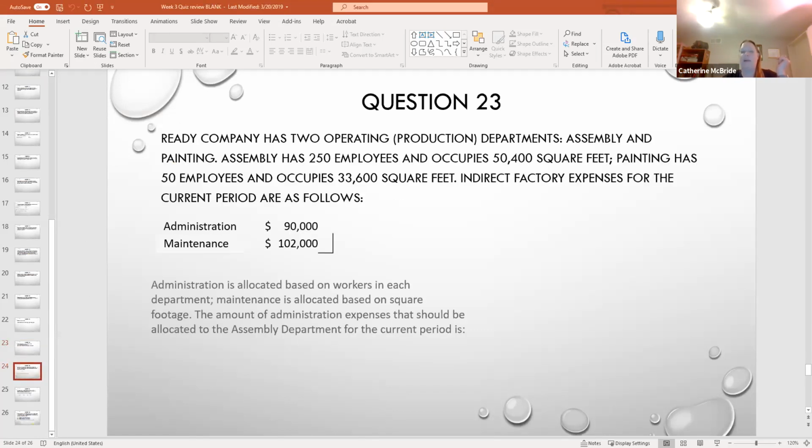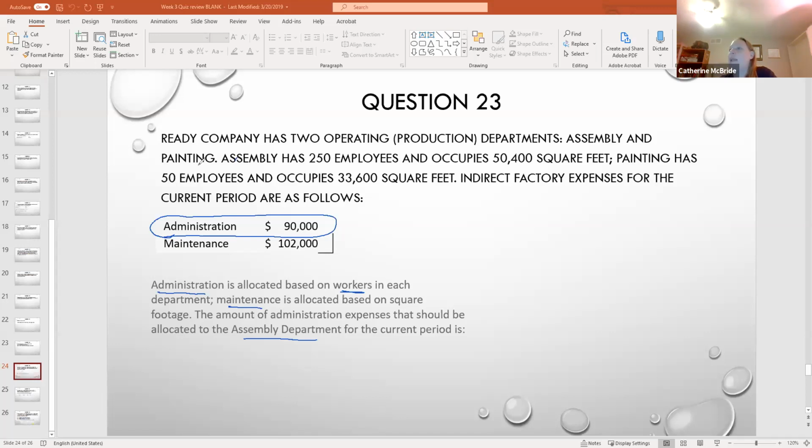And we're actually going to do it here in a different situation. So here, administration is allocated based on the workers in each department. Maintenance is allocated based on square footage. The amount of administration expenses should be allocated to the assembly department. So we want to allocate the admin expenses to the assembly department for the current period. So administration is allocated based on the number of workers.